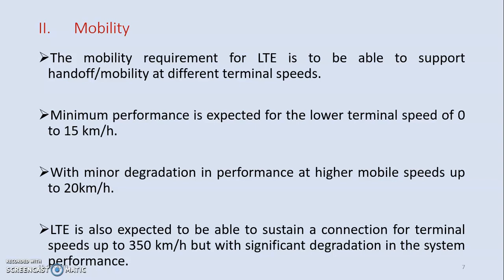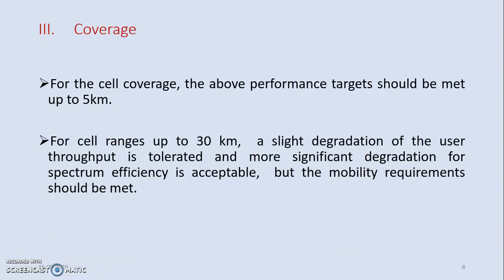LTE is also expected to be able to sustain the connection at higher terminal speeds. The UE can reach up to 350 km per hour, but with a significant degradation in system performance. This can be achieved when the device is in the idle state. Definitely, it is very difficult to achieve the expected target at a speed of 350 km per hour when it is in the connected state.